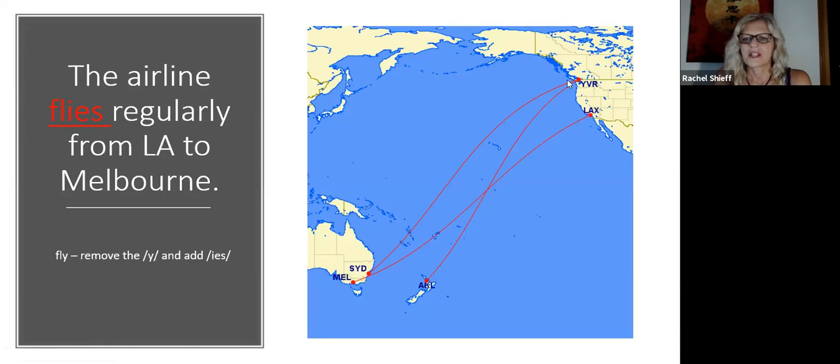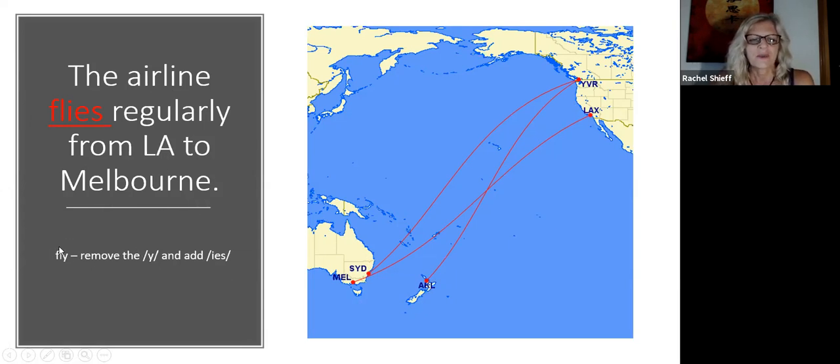Right, so in this picture you can see a map of the US and Canada and a map of Australia and a flight route in red. So to describe this picture, we would say the airline flies regularly from LA to Melbourne. You could also say the airline flies from Vancouver to Sydney, or the airline flies from Vancouver to Auckland.